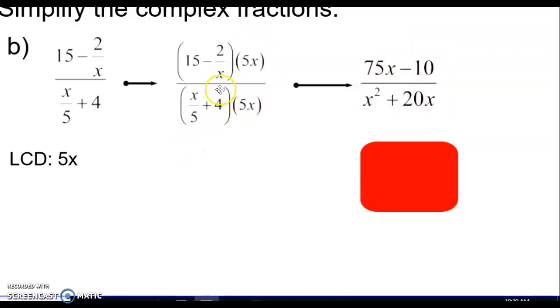Same thing here, when you distribute the 5x to the x over 5, the 5's will cancel, but x times x gives you this x squared, and then 4 times 5x gives us 20x.